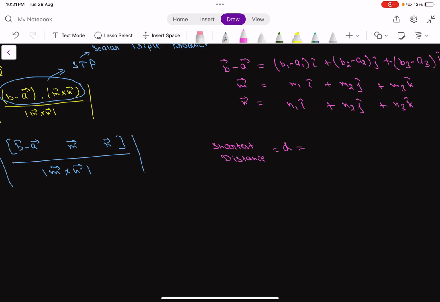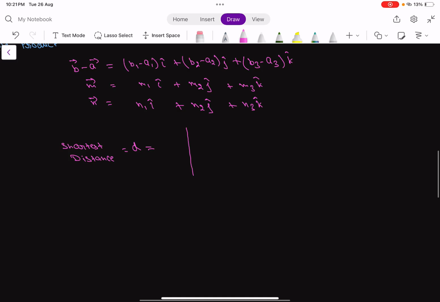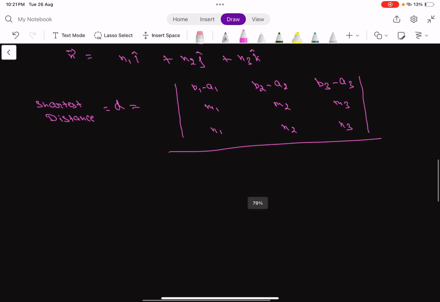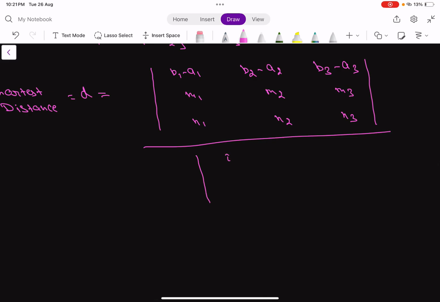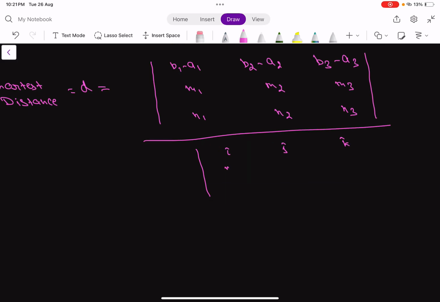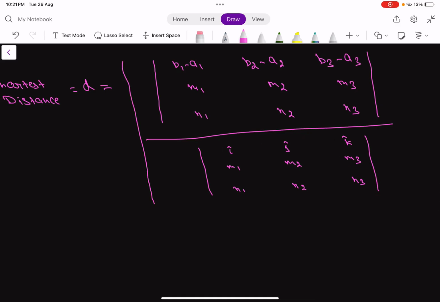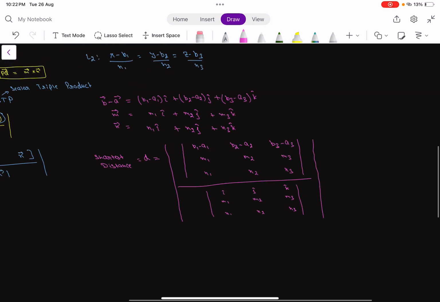So our shortest distance, that is small d, will become equal to the determinant of B1 minus A1, B2 minus A2, B3 minus A3, M1, M2, M3, and N1, N2, N3, divided by the magnitude of the determinant i cap, j cap, k cap, M1, M2, M3, N1, N2, N3. Here we are taking the magnitude of M vector cross N vector. So this will become our formula for finding the shortest distance between skew lines.